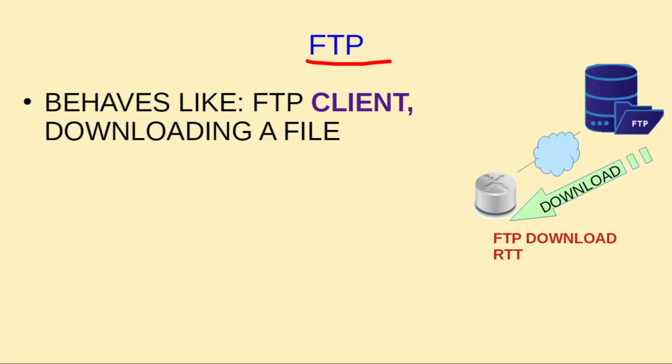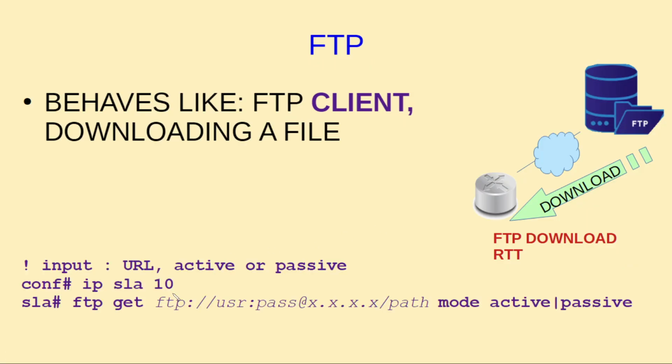The next operation is FTP. In this case, the IP SLA behaves as an FTP client downloading a file. So we can calculate the download time. In order to configure this, we will use this command FTP, the URL, and we can choose to use active or passive mode for FTP.